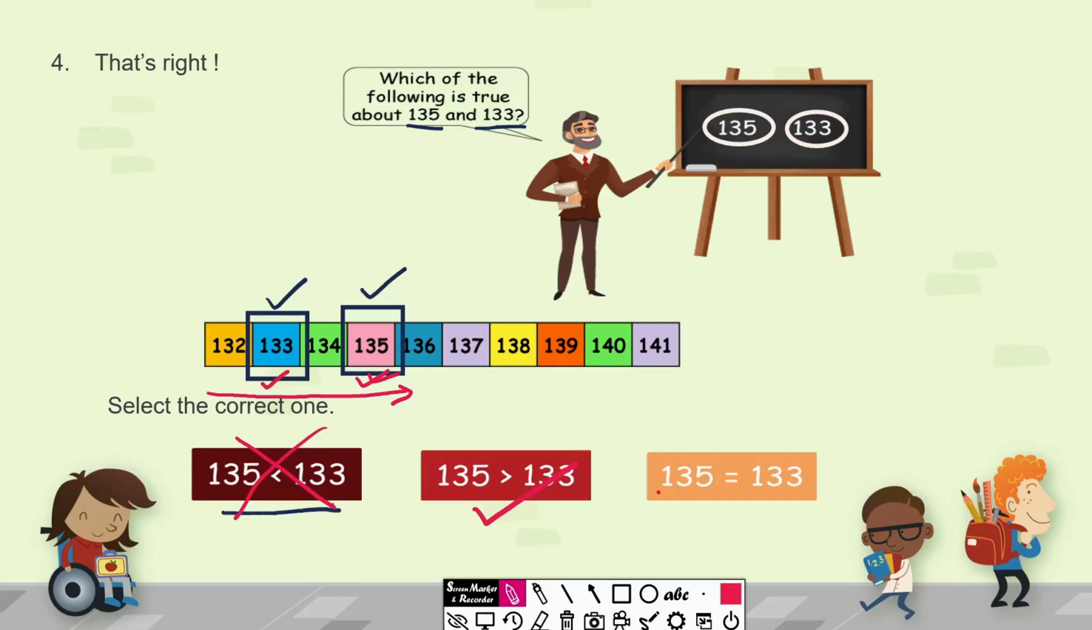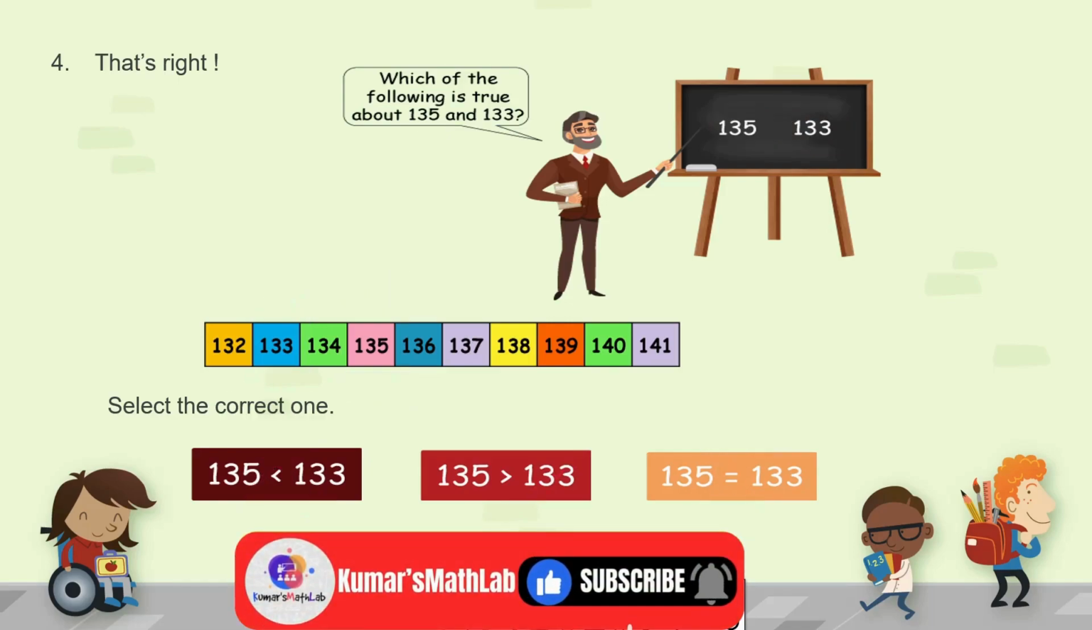Very good. Is 135 equal to 133? No, absolutely not. They are not equal. Okay, my loves, understood? Okay, let's move further.